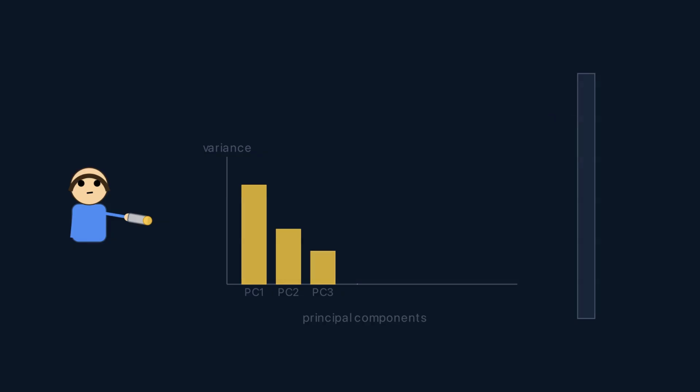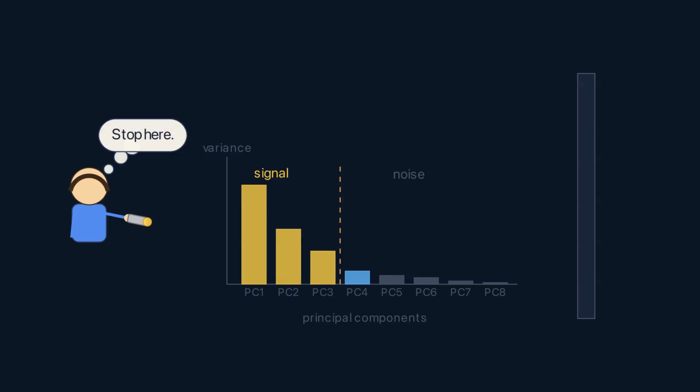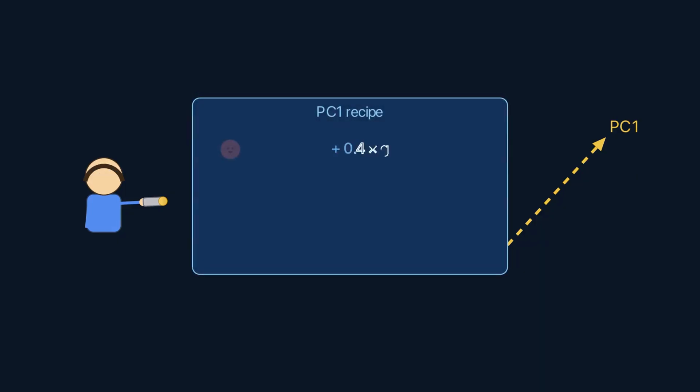PC1 captures the most variance, the widest shadow spread. PC2 captures less. PC3 even less. Plot the variance captured by each PC as a bar chart, a Scree plot. The bars decrease. At some point they flatten, the remaining PCs capture only noise. The elbow of the Scree plot tells you, stop here. Components above the elbow are signal. Components below are noise.